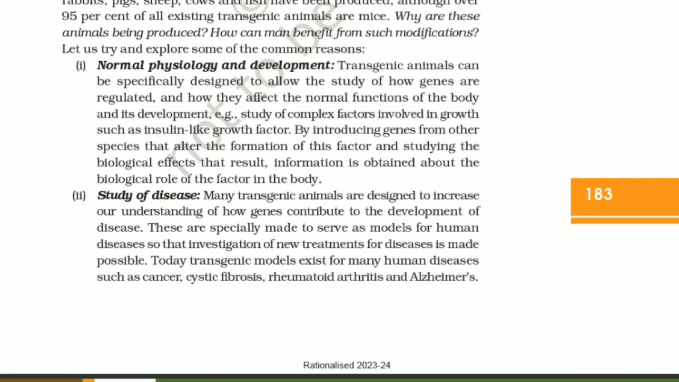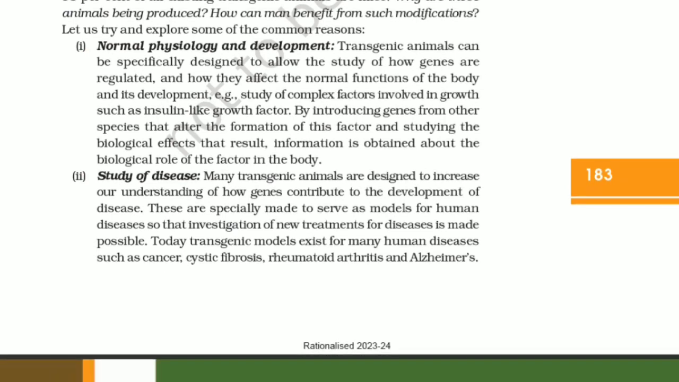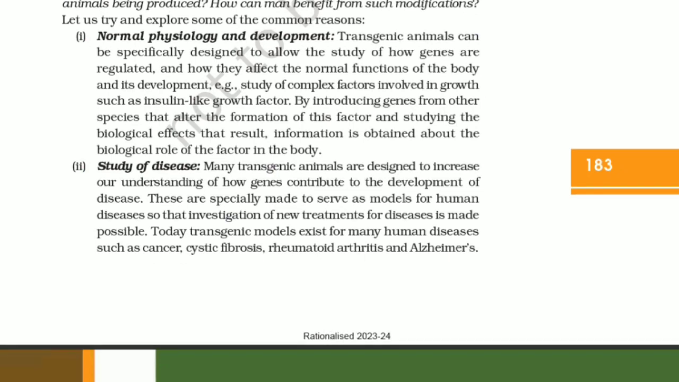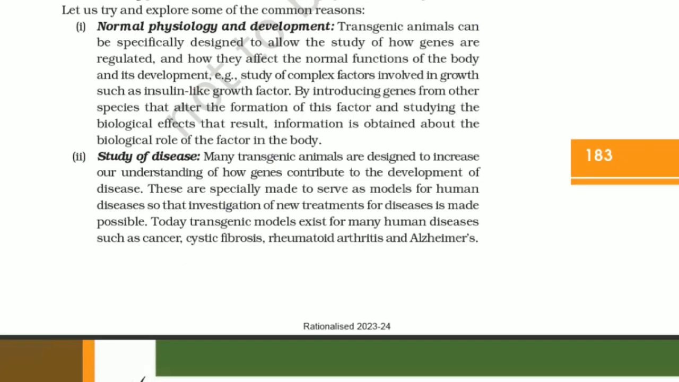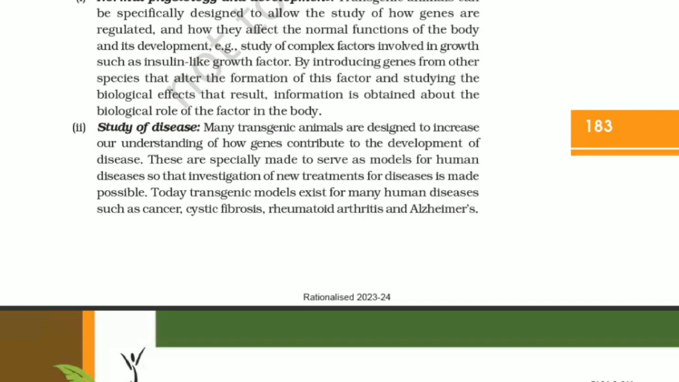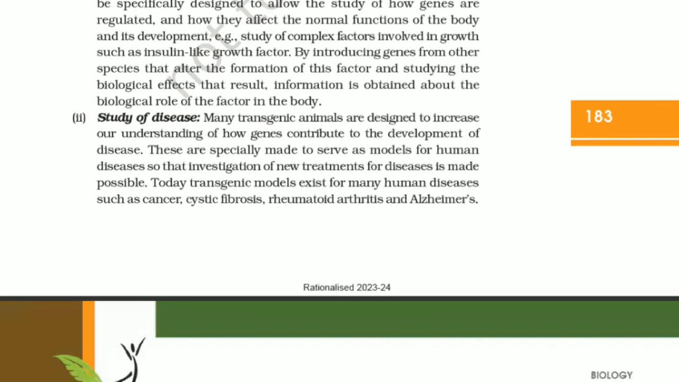Number one, normal physiology and development. Transgenic animals can be specifically designed to allow the study of how genes are regulated and how they affect the normal functions of the body and its development. For example, study of complex factors involved in growth such as insulin-like growth factor, by introducing genes from other species that alter the formation of this factor and studying the biological effects that result, information is obtained about the biological role of the factor in the body.